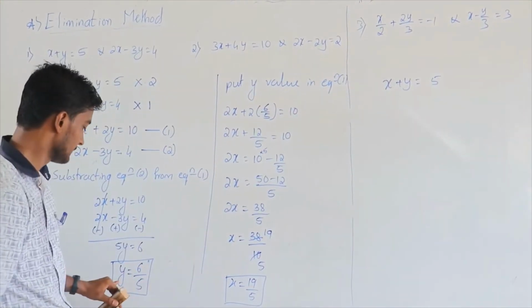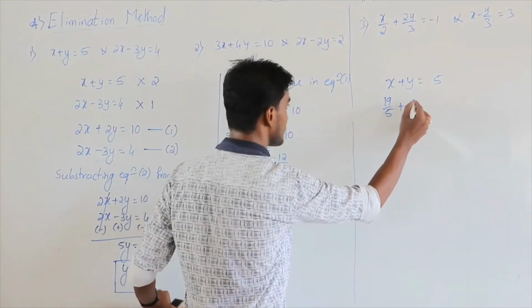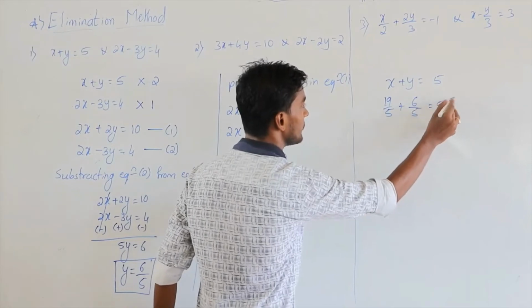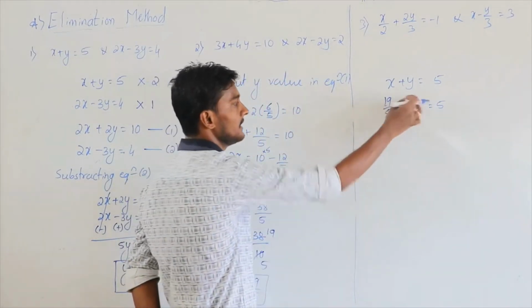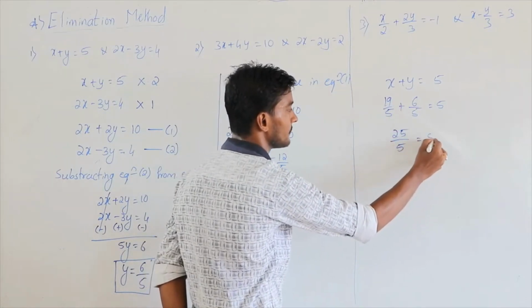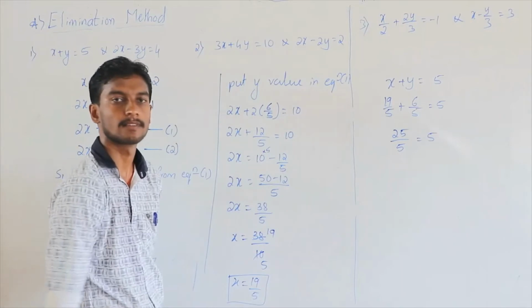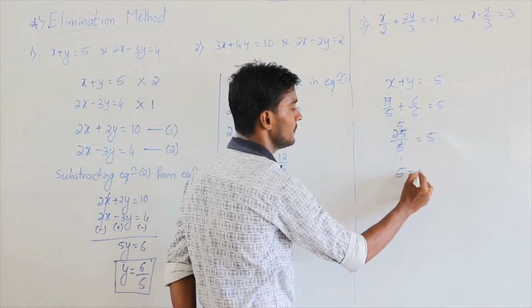X value is 19 divided by 5, plus y value is 6 divided by 5, is equal to 5. So both the denominators are the same, which means add the numerators. 19 plus 6 is 25, divided by 5 is equal to 5. So if you cancel, 5 ones are 5, 5 fives are 5, is equal to 5.